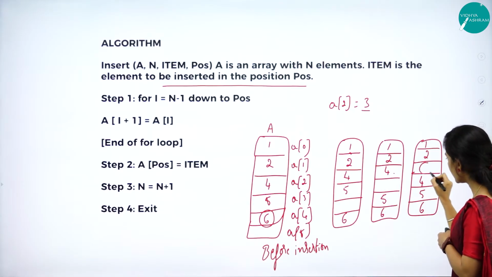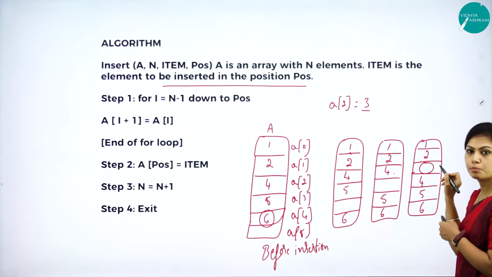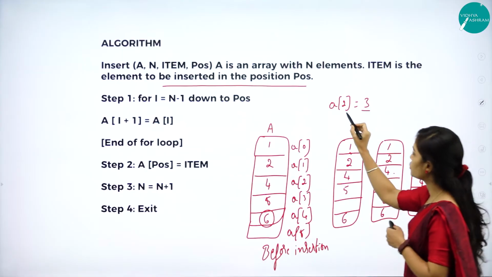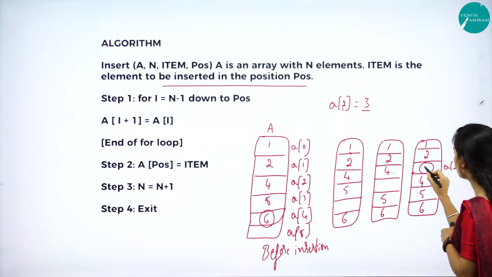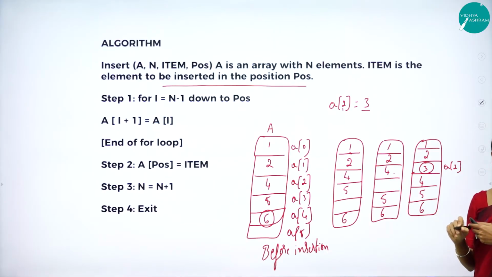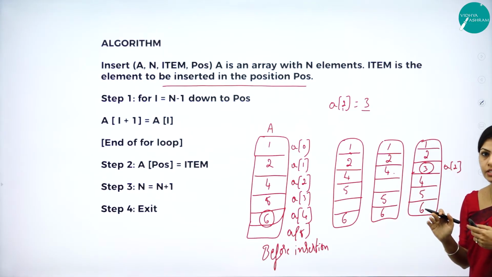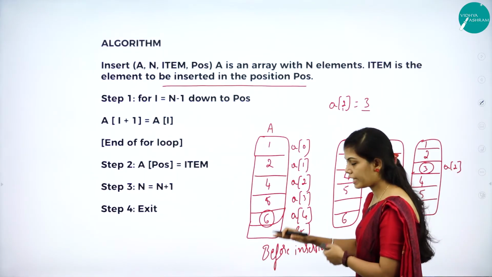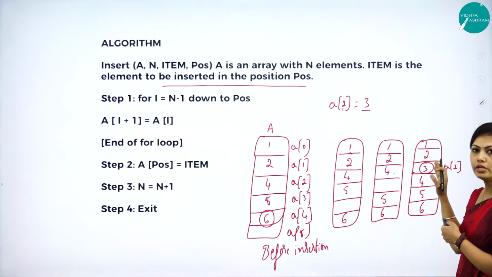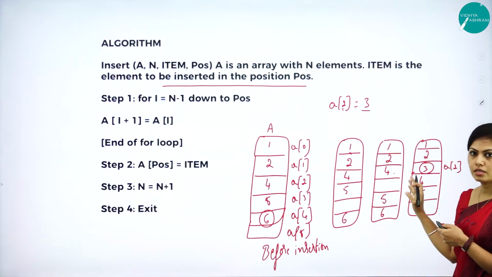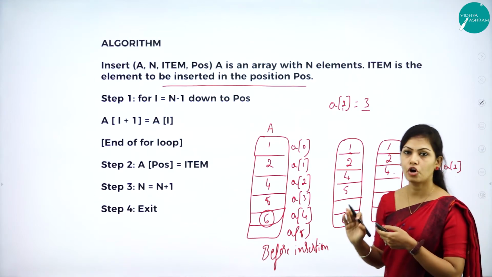Here we can assign a new item to this position A of 2. So our position is 2. In place of A of 2, you can assign the value 3. So this is called the insertion operation. In every step, one element has to go back and you will assign one new element into the array. This is called the insertion operation.